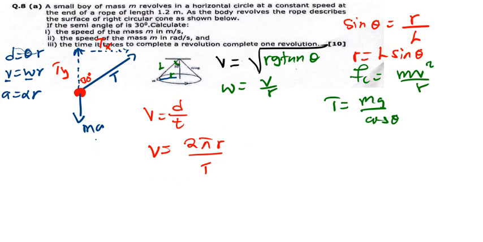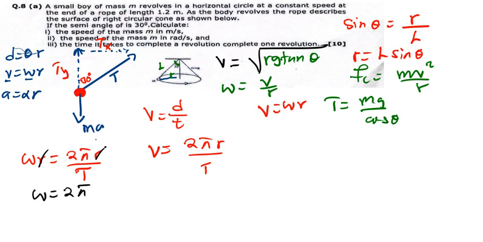Now, I want you to understand one thing. We do know that v is given by this. Okay? We say that v is given by wr. So in a case where I want to find the period and I've been given the angular speed, I can replace v with wr. So it will be wr being equal to 2 pi r divided by t. Now at this point I can cancel r. So if I cancel r, w will be equal to 2 pi divided by t. So this formula is also very important. I want you to know.